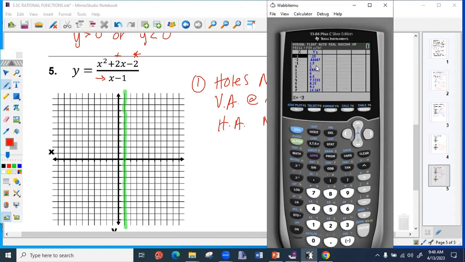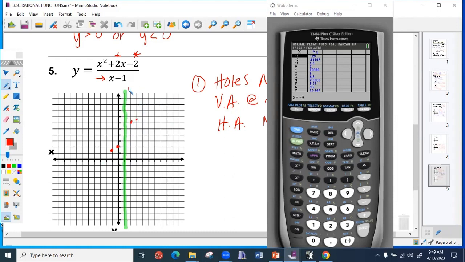So when I'm plotting my points, at 0, I know that I'm at 2. At -1, I'm at 1.5. At 2, I'm at 6. At 2, I'm at 6. 1, 2, 3, 4, 5. I can count. At 3, I'm at 6.5. So I can see where the graph is shaping out.